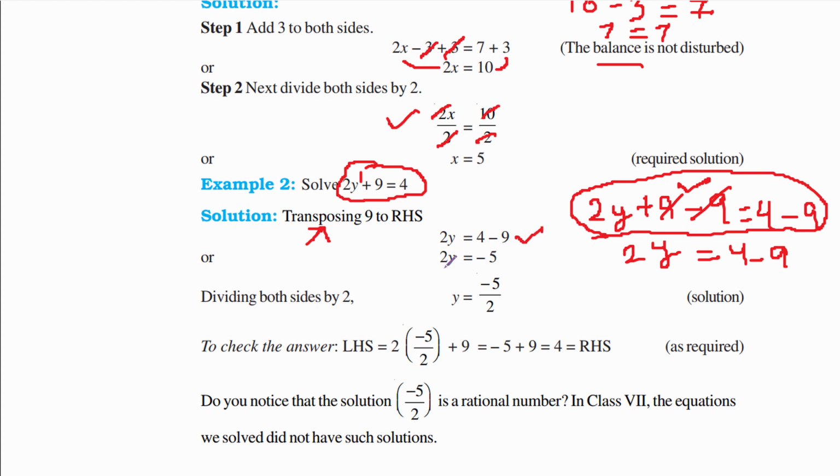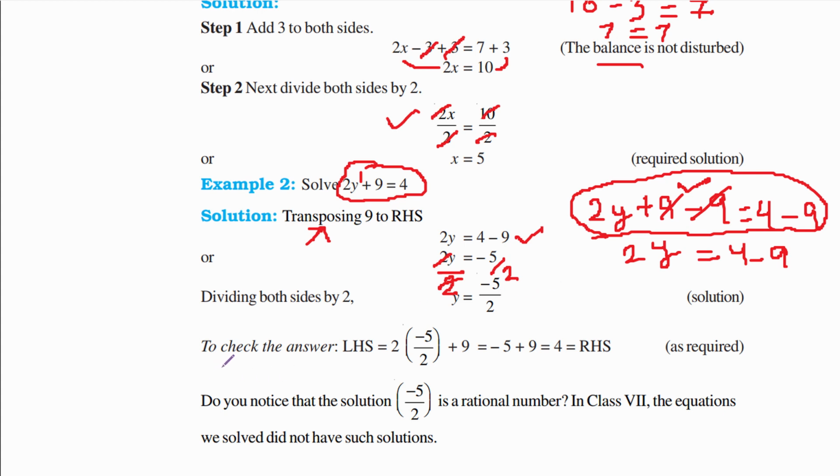Now how could we eliminate the 2 next to y? The next step is simple. We must get rid of this 2. This could be done by dividing both sides by 2. Why both sides? Because we have to keep the balance. So here we divided by 2, and again here by 2. So this 2 got cancelled and we are left with only y on the left hand side. This becomes minus 5 over 2 and it is the solution.